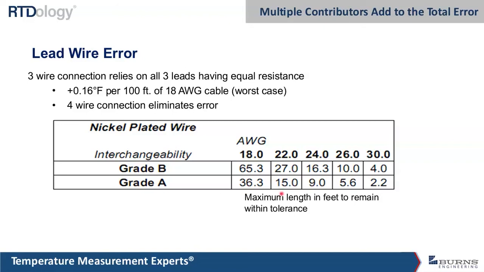But if you're stuck with the 3-wire, I put together this little table. This is the wire gauge. If we look at 22 gauge, which is pretty common, and a grade A interchangeability, typically if you go over 15 feet, there's going to be enough variability in resistance between the 3 leads to cause a problem.